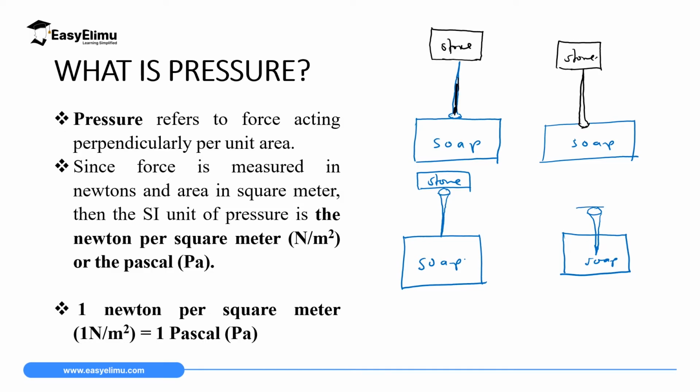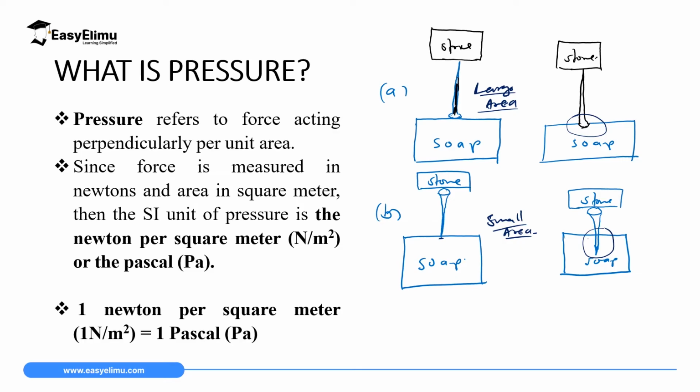Let's call the first one setup A, and this one setup B. Between setup A and setup B, where is the large penetration? We realize that in setup B the nail penetrated deeper than in setup A, where it just penetrated slightly. Now look at the area in contact in setup A and in setup B. In setup A, the area is large. In setup B, the area is small. So where we have small area, there is high penetration, and where we have large area, there is low penetration.